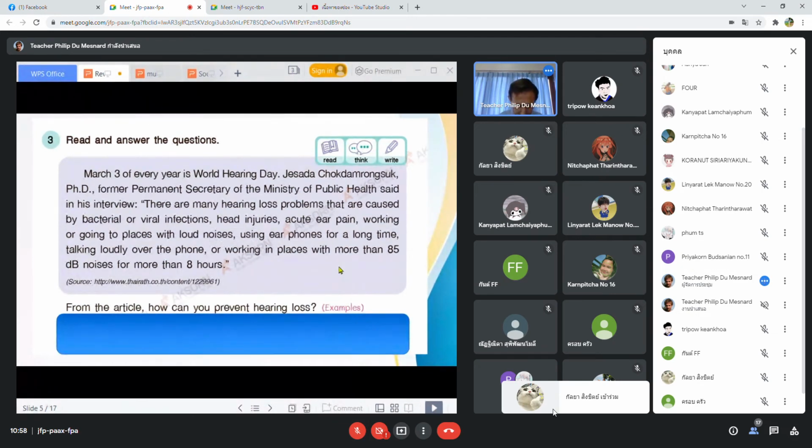Okay, then this cat, I know this white and gray cat, that is T, number 3. Okay, class, so how can you prevent hearing loss? How can you stop the problems? Does somebody want to try?